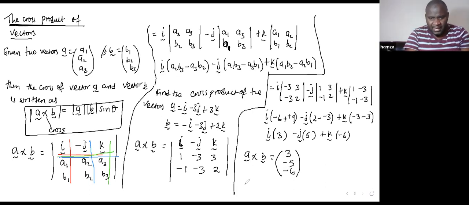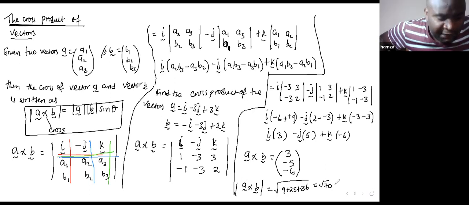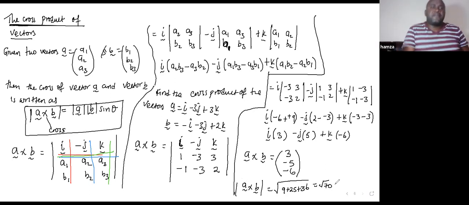When they go ahead and say find the magnitude of the cross of the two, you now know how to find the magnitude. Then you say square root of 9 plus 25 plus 36, which is 34 plus 36, and the answer is root of 70. So in this regard, you are finding what we call the cross product.